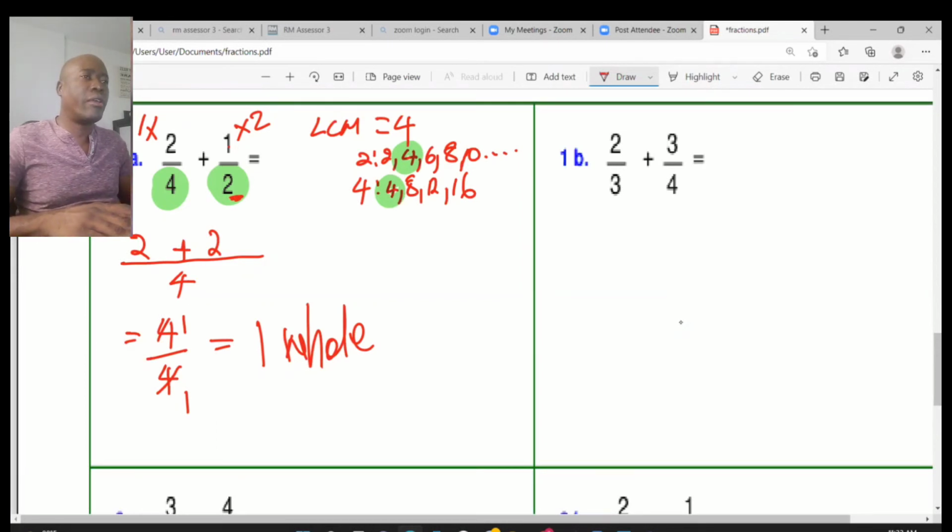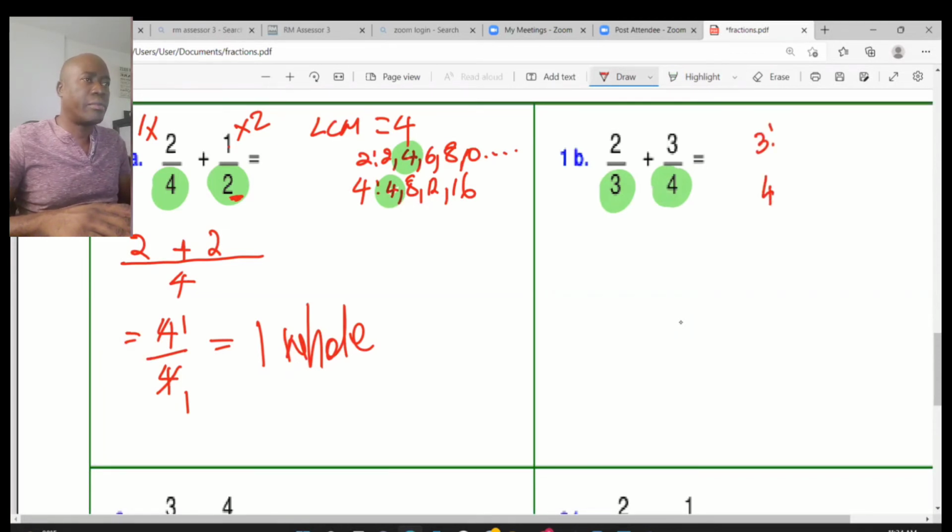Now let us go for this other one here. You could see that we have two different denominators. We have a 3, we have a 4. Let us go for the common multiple and then the lowest one. So the multiples are as follows. So we're looking at 3, looking at 4.